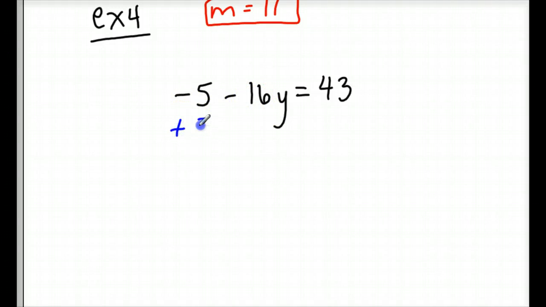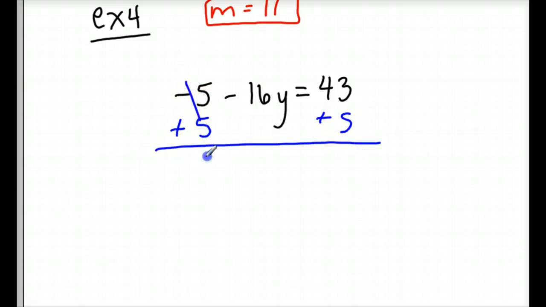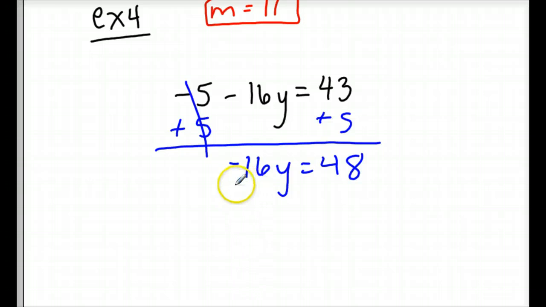Again, the first thing we want to do is add 5 to both sides. This is 0. Negative 16y equals 43 plus 5, which gives us 48. Next thing we do is what again? Oh yeah, same thing. We want to divide both sides by 16.